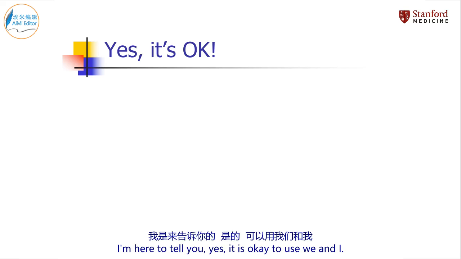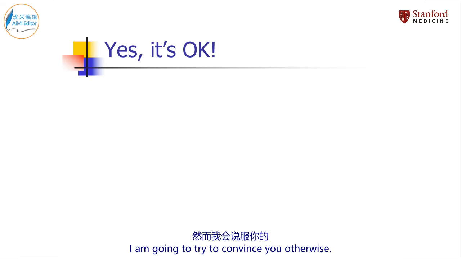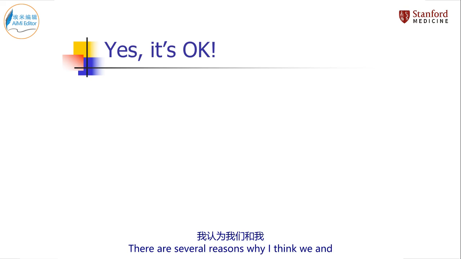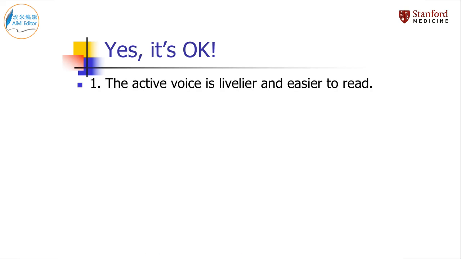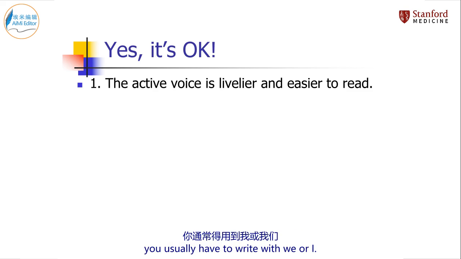I'm here to tell you, yes, it is okay to use we and I. If somewhere along the way somebody told you that personal pronouns are not okay, I'm going to try to convince you otherwise. There are several reasons why I think we and I are perfectly fine to use in scientific writing and other formal writing. The biggest reason is simply that in order to use the active voice, you usually have to write with we or I.